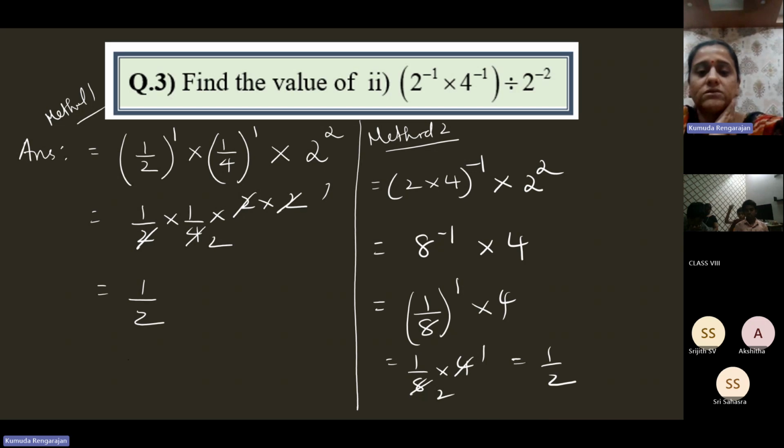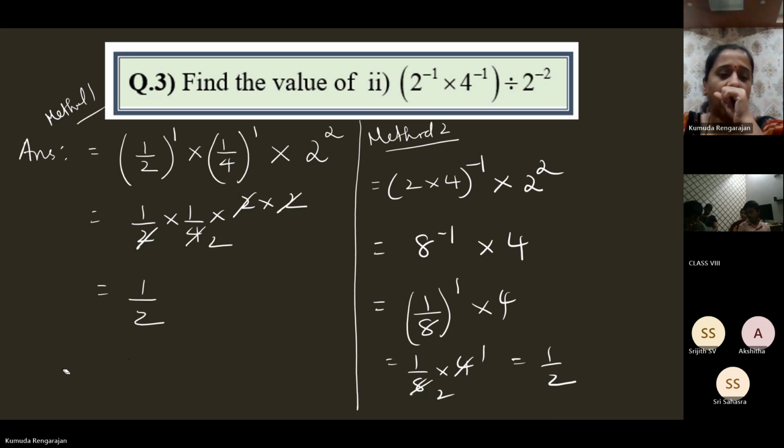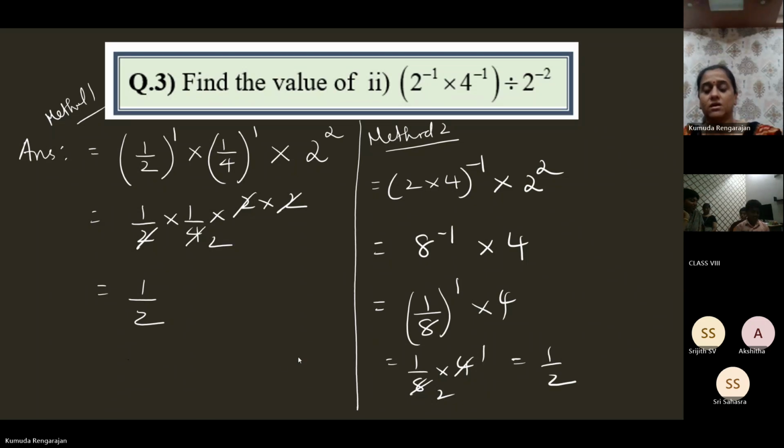Write down, all of you. The second method. Ma'am, me and Avnish already did this method, ma'am. Okay, fine. All right, next one.